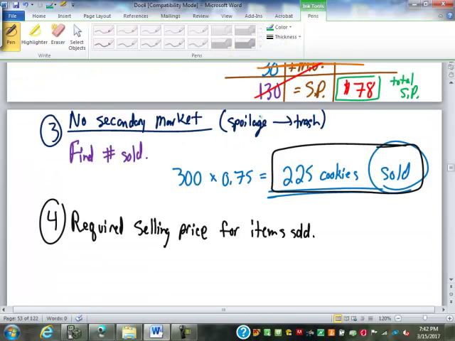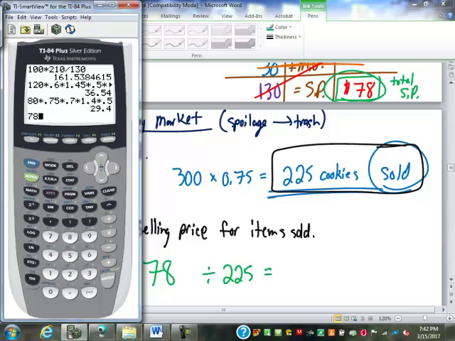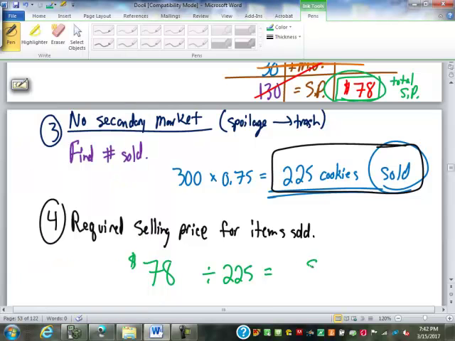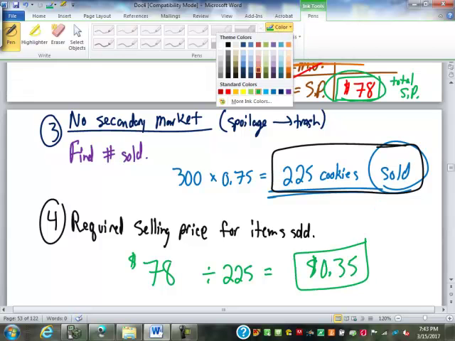So we require a $78 total selling price. We're going to divide that up by the 225 cookies that are actually going to make it to the customers. So that is 34.6 cents, so 35 cents. So those cookies go out there for 35 cents a cookie.